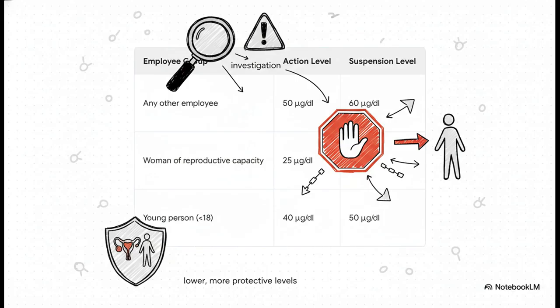Now notice there are two tiers here. An action level is basically an early warning alarm. If an employee's blood test hits this number, you have to immediately investigate your safety controls. A suspension level is a hard stop. At this point, that employee must be removed from any work involving lead until their levels drop. And it's really important to see the lower, more protective levels for women of reproductive capacity and younger workers.